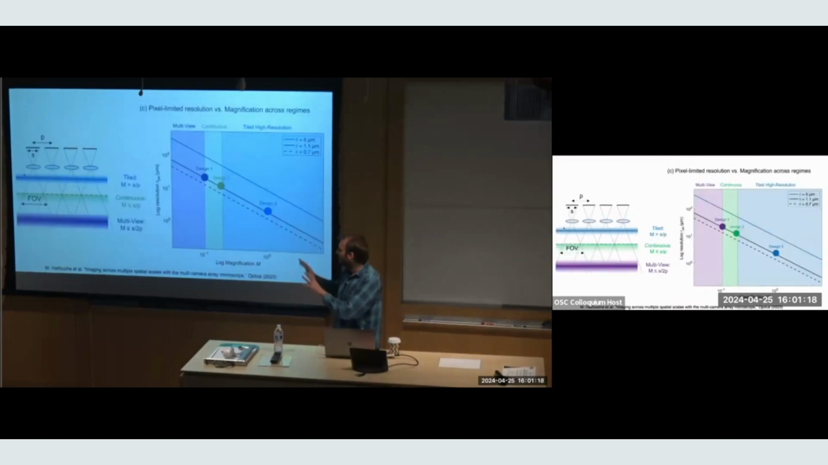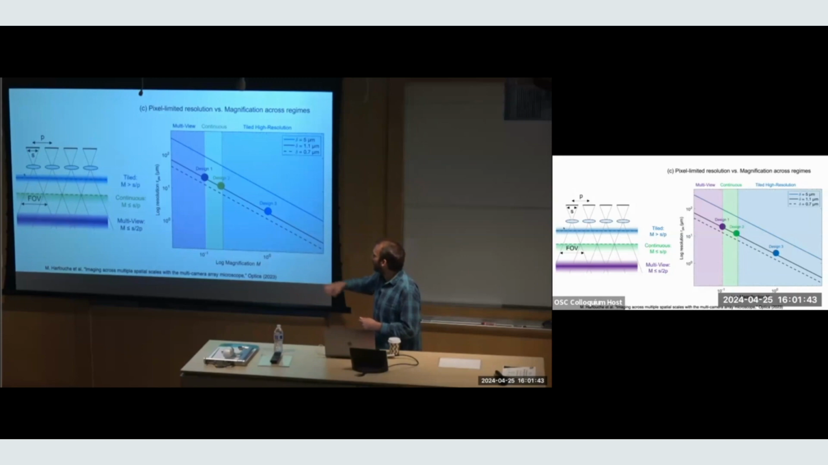But you can map this space out, and it's a pretty simple space to analyze. The resolution naturally goes up as you zoom in and go to the tiled regime. So you can get higher resolution as you zoom in, at the sacrifice of having to scan around. And then when you zoom out and you start to get multiple views, your resolution drops, right? It's not so surprising.